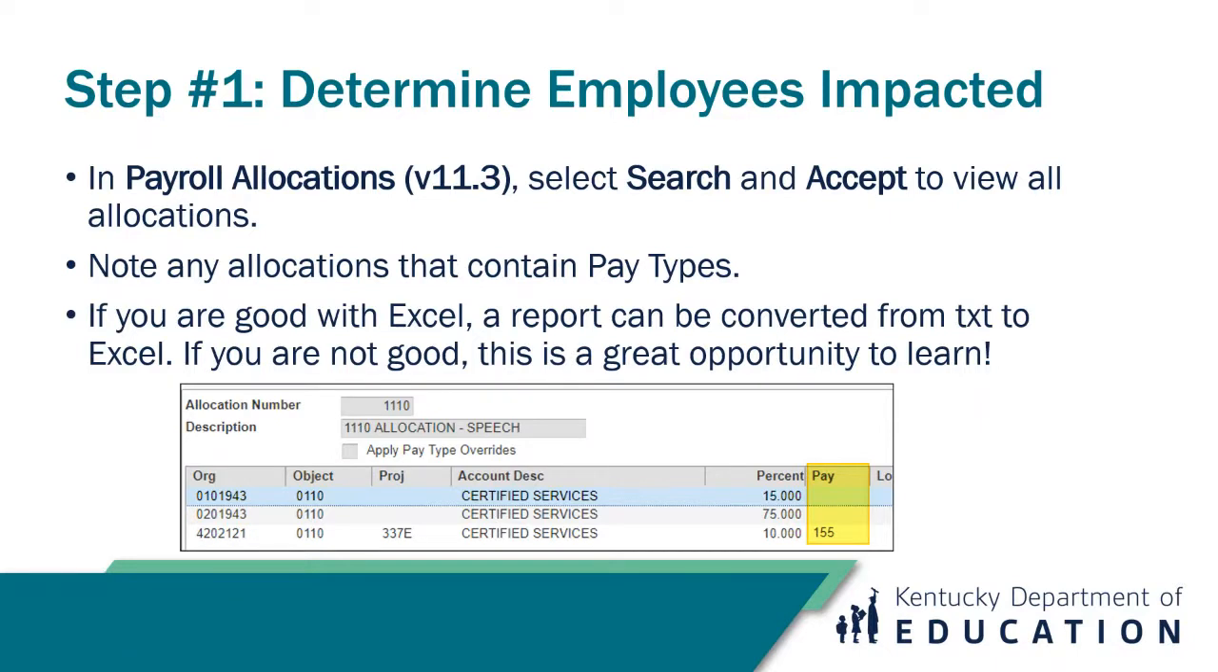And if you're good with Excel, you can dump this report out from Munis into a text file and convert it into Excel, and then you can sort information. You do have to do a little cleanup.